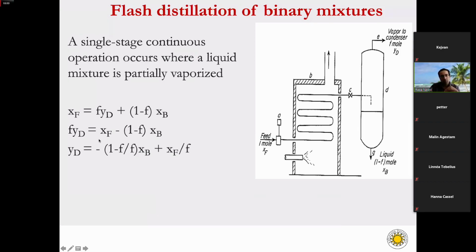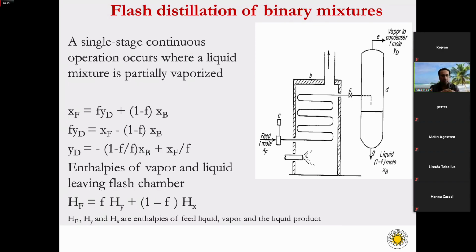1 minus F over F will be the slope of the operating line, and xF over F will be the intercept. Similarly, you can perform a very simple energy balance. So you need to consider the enthalpies of the vapor and the liquid that are leaving the flash chamber. Similarly, HF will be the enthalpy of the feed, HY will be the enthalpy of the vapor, and HX will be the enthalpy of the liquid product. And this is the flow of the system.